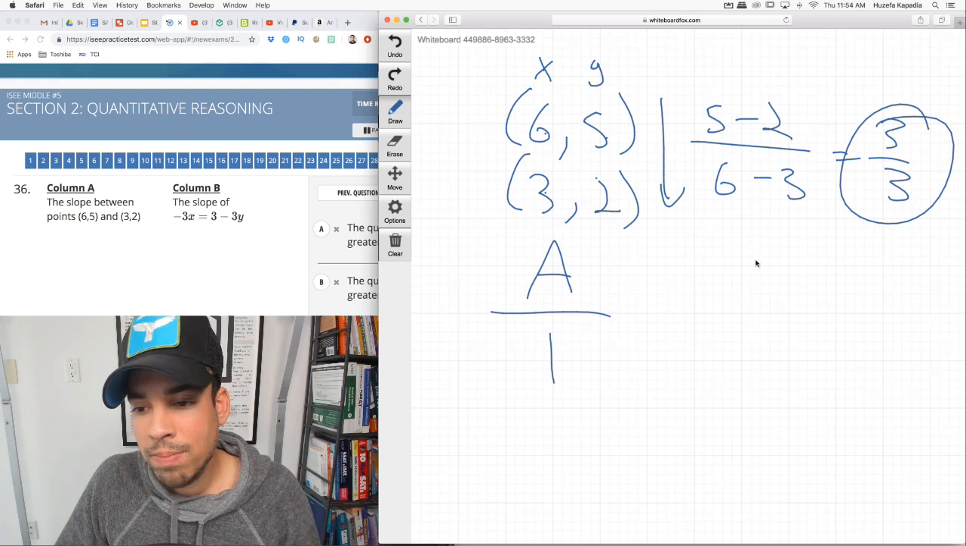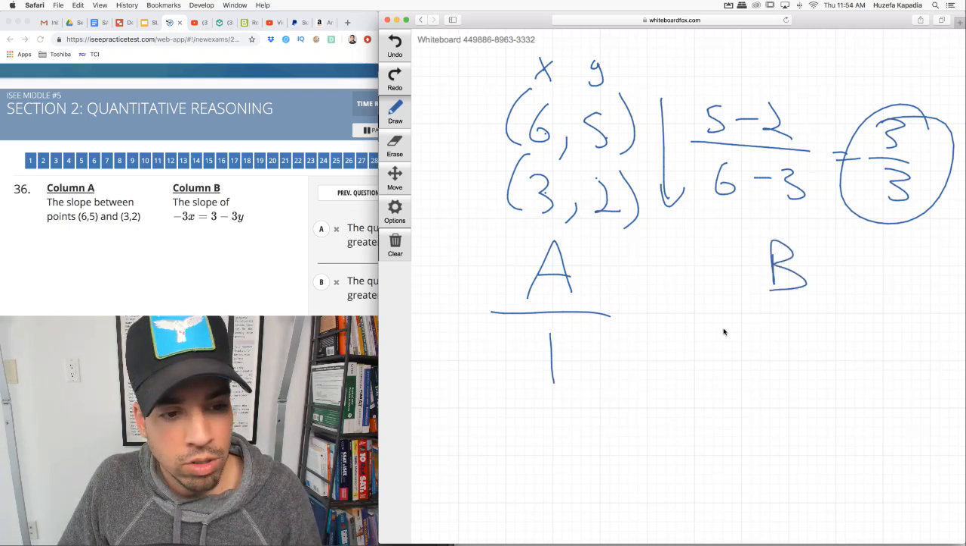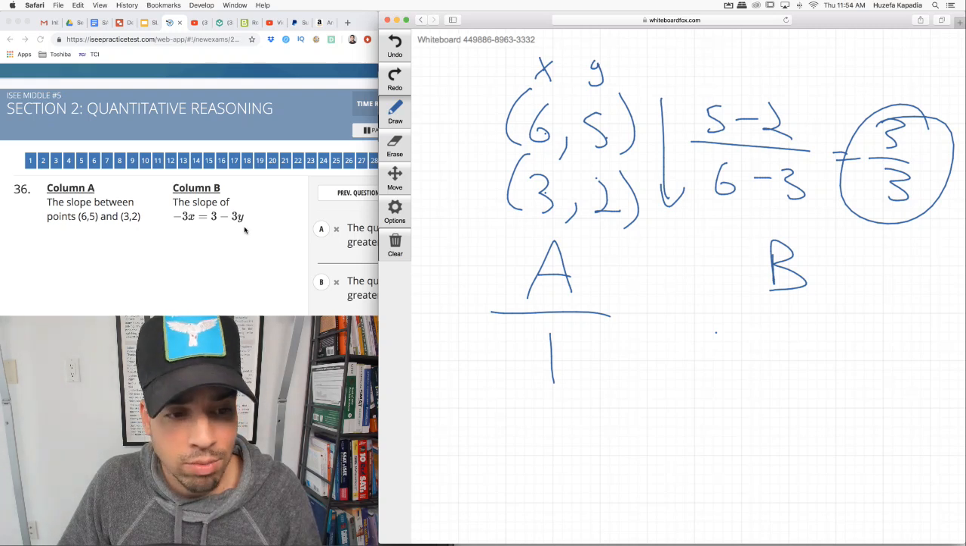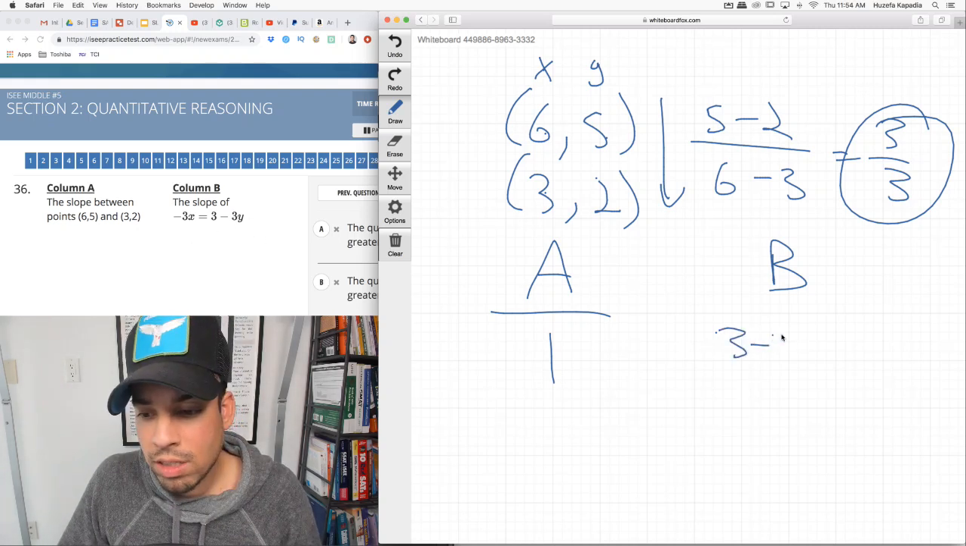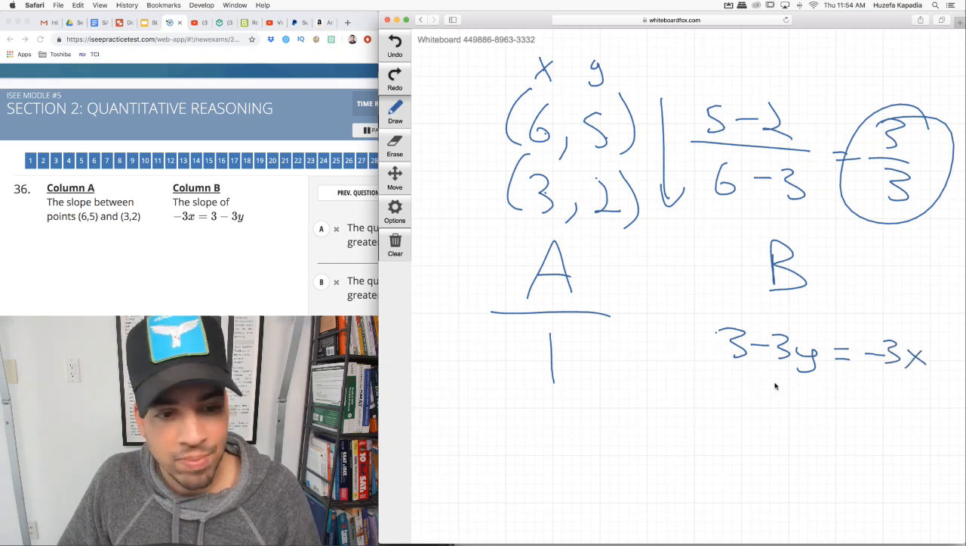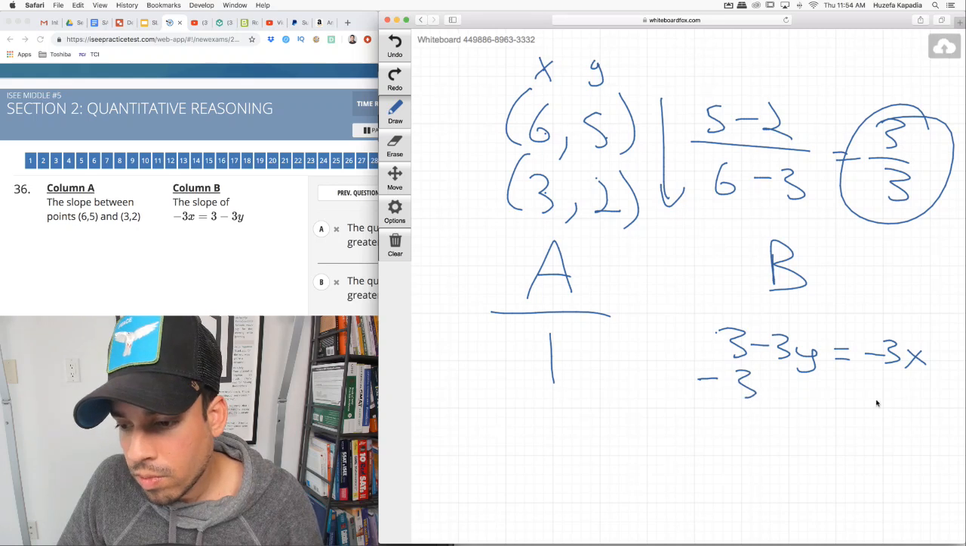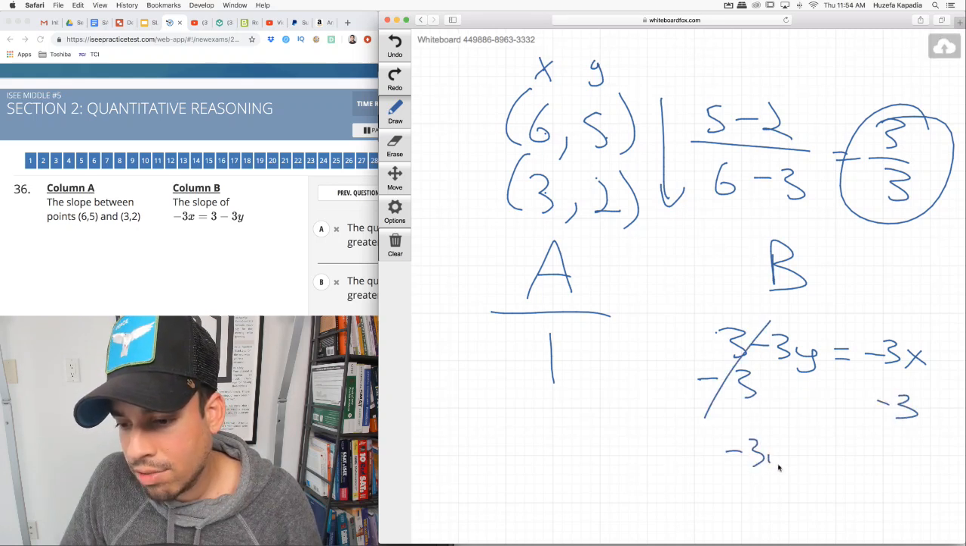Now, what's the slope of B? For B, we got to get it into slope-intercept form, which means we isolate the y. Now, right off the bat, I don't like the y being on the right side, so I'm just going to move things and not really change anything, but just flip-flop it. And we're allowed to do that by the reflexive property. Then I'm going to subtract 3 from both sides. I get negative 3y equals negative 3x minus 3. Last, I'm going to divide everything by negative 3.